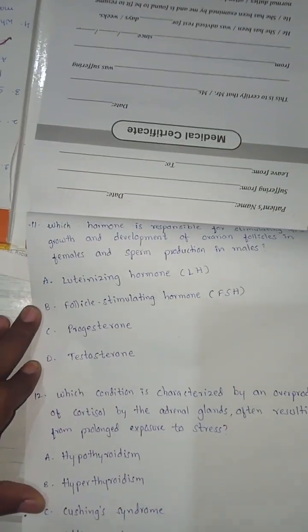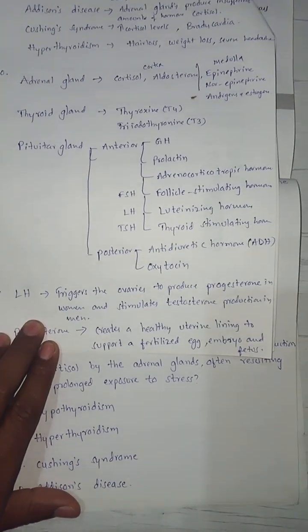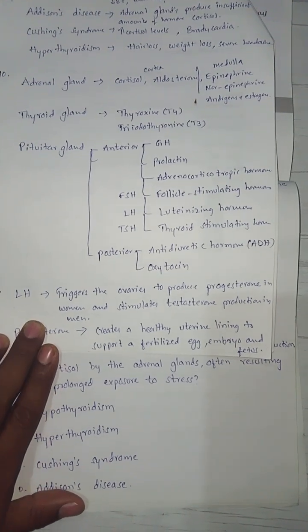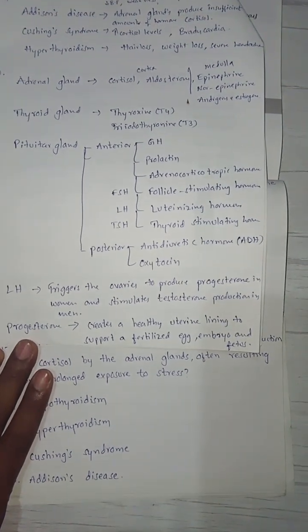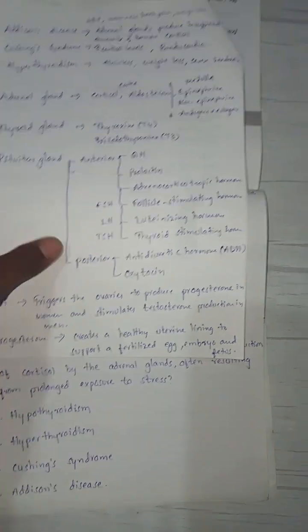And coming to the remaining options, LH, luteinizing hormone, triggers the ovaries to produce progesterone in women and stimulates testosterone production in men. And coming to progesterone, it creates a healthy uterine lining to support a fertilized egg, embryo, and fetus.